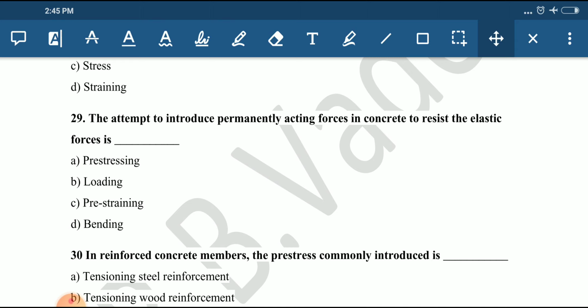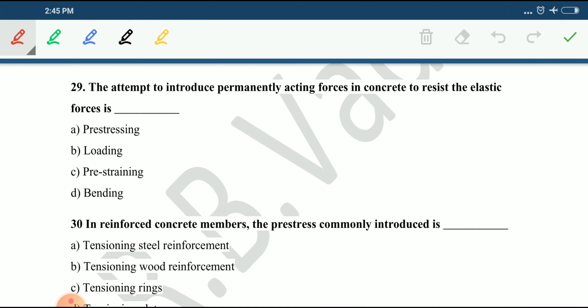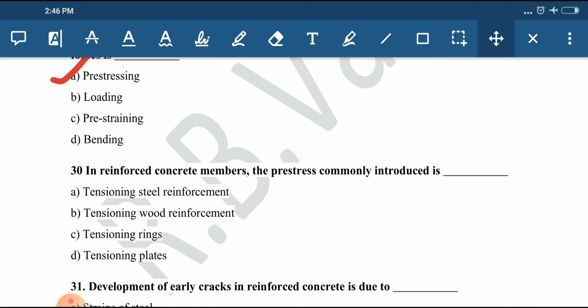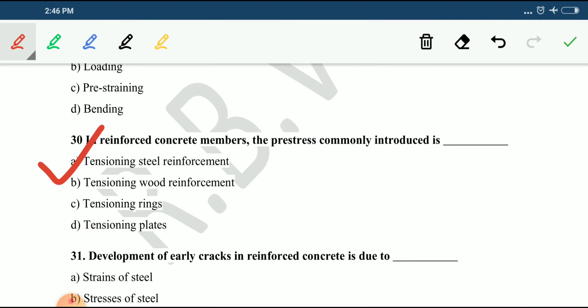the attempt to introduce permanently acting forces in concrete to resist elastic forces is known as pre-stressing. Very simple. Okay. Next, in reinforced concrete members, the pre-stress is commonly induced by tensioning the steel reinforcement, tensioning wood reinforcement, tensioning rings, or tensioning plates. So the correct answer for this one is tensioning the steel reinforcement.